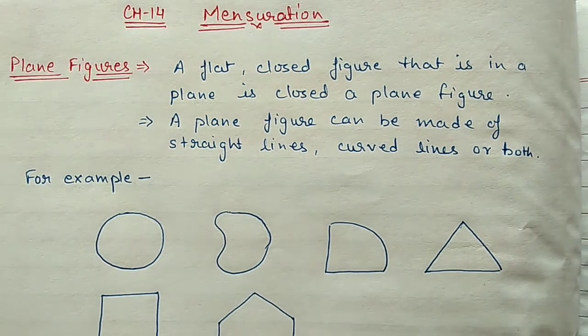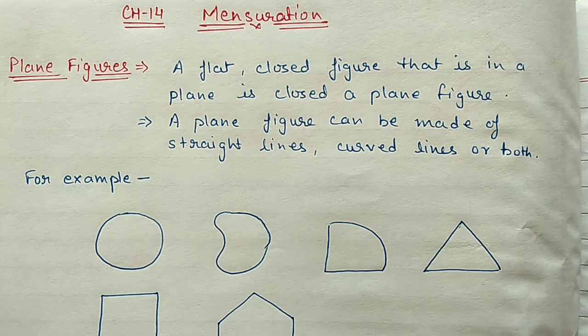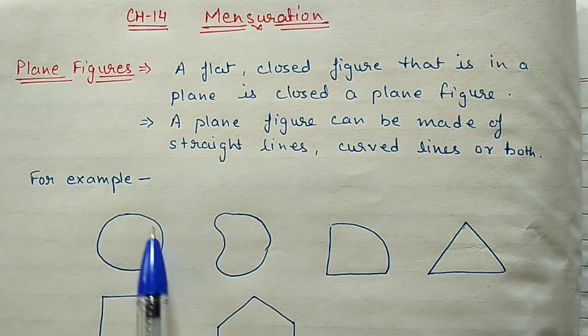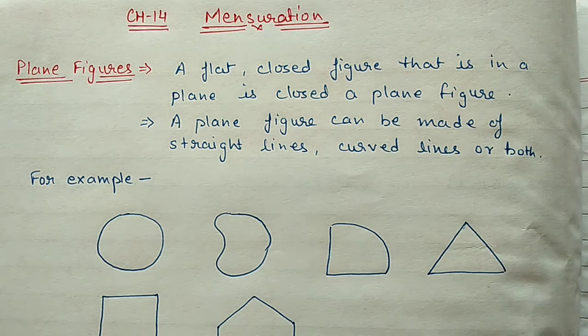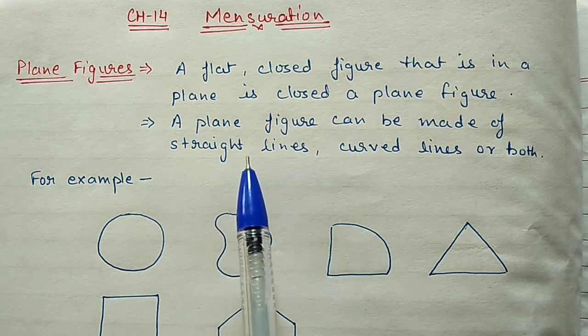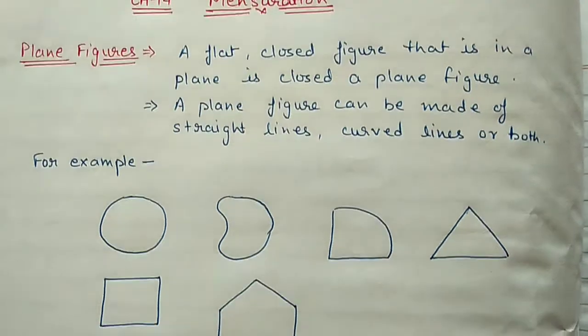Flat surfaces mean things like paper, board or tabletop. Any figure which we can draw on this flat surface and which is a closed figure, we will call a plane figure. For example, you can see here all these figures are plane figures. It may be made with the help of a straight line or a curved line, or we can use both the lines together.